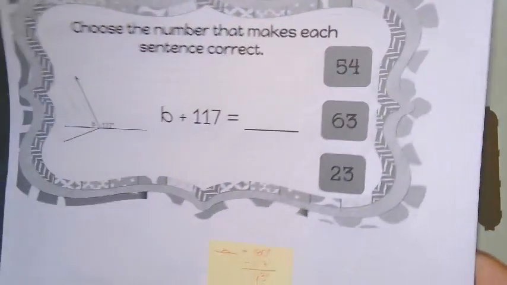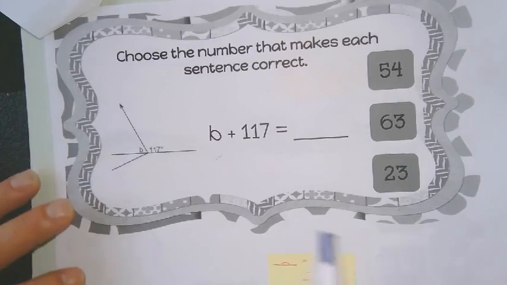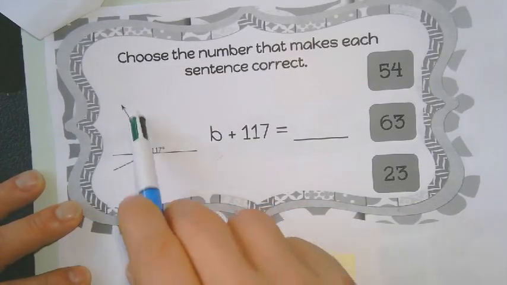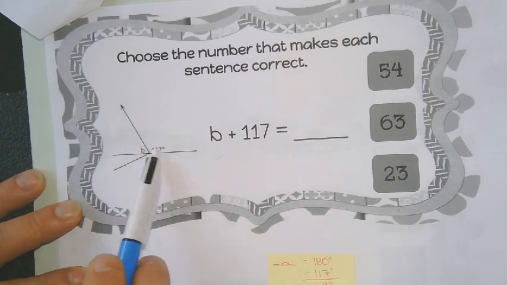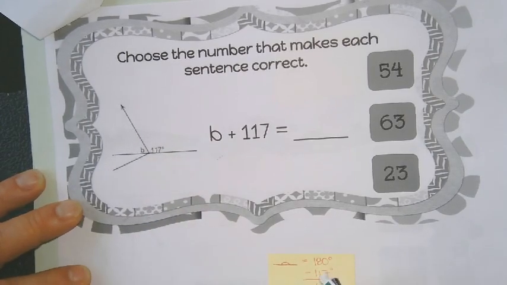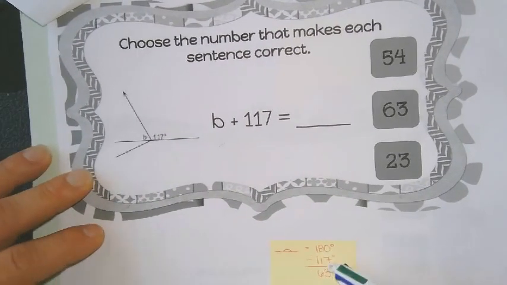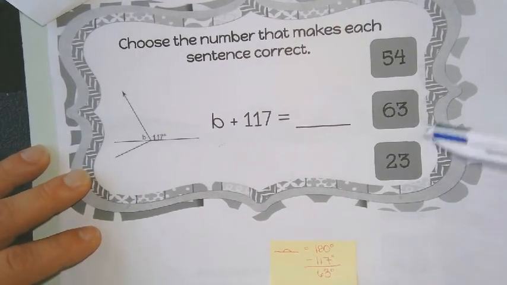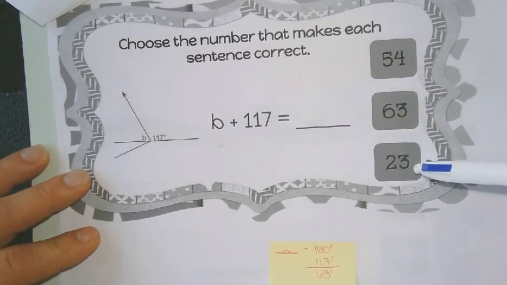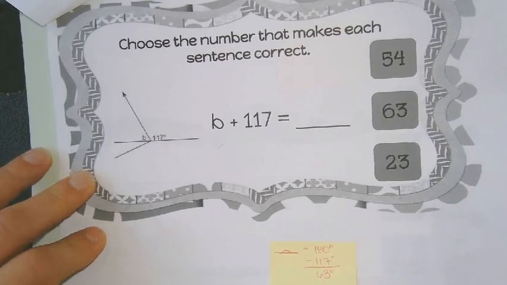All right, next one. So we have 117. And don't let this angle confuse you. It looks like a 90-degree angle, but they're talking about the straight line. 117 plus what equals 180? So here 180 minus 117 is going to give you 63. And if you put 54 plus 117 or 23 plus 117, you would not have received 180.